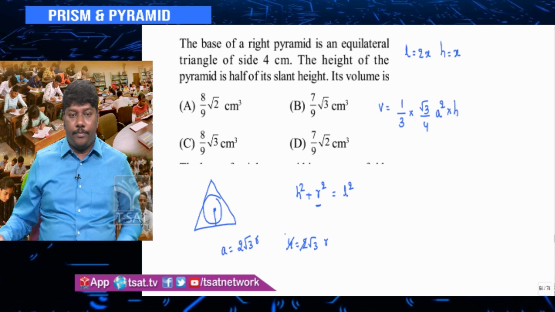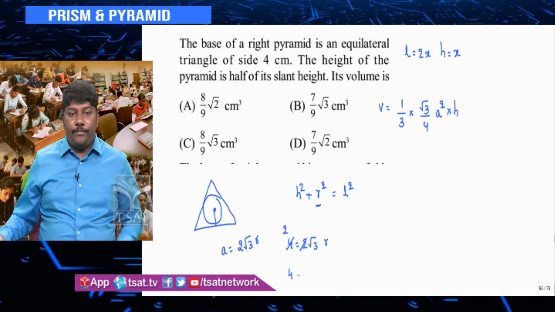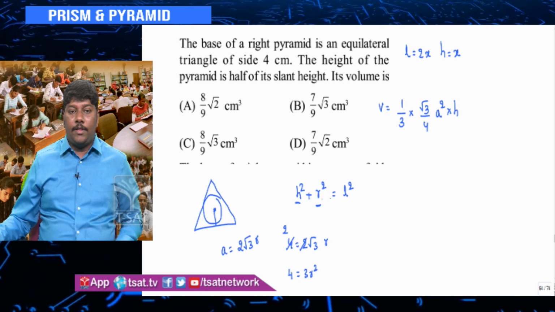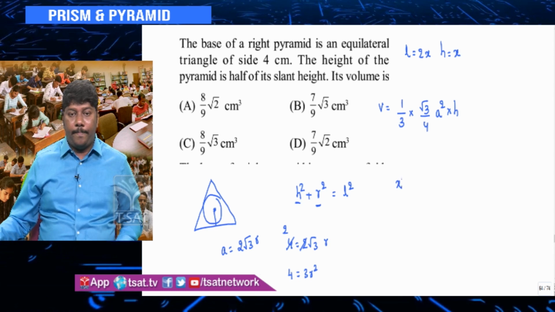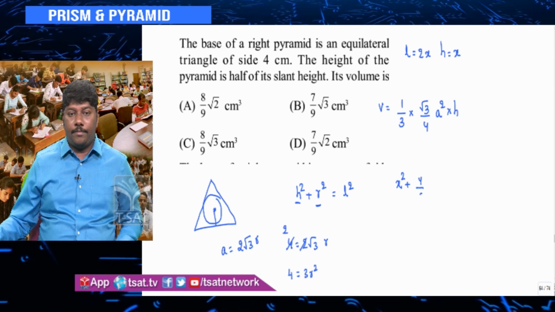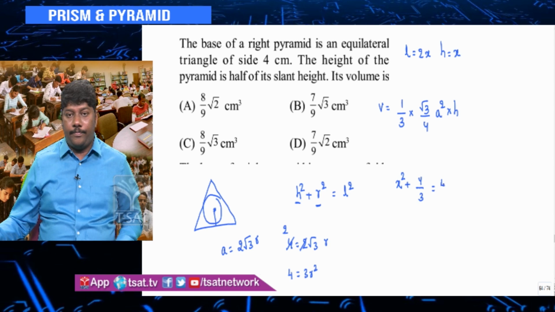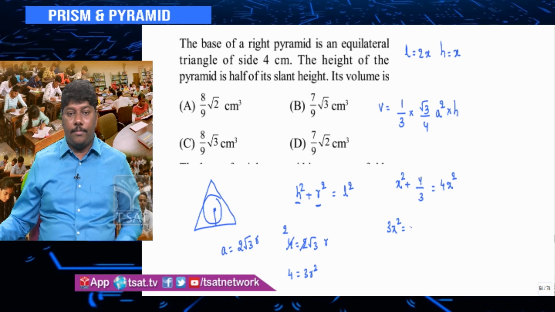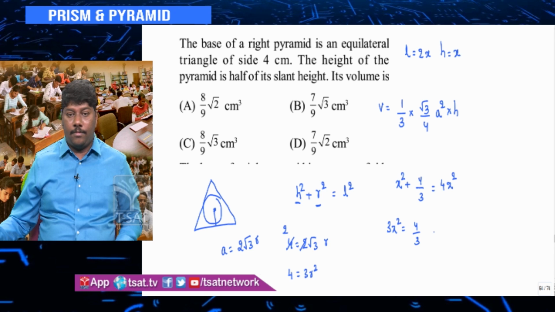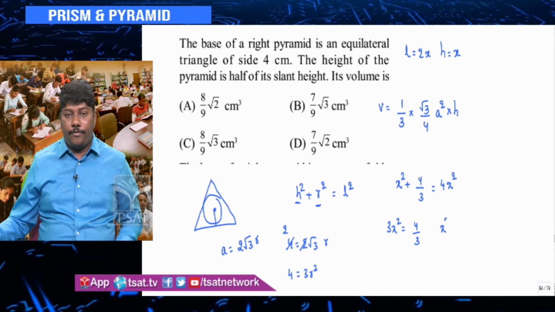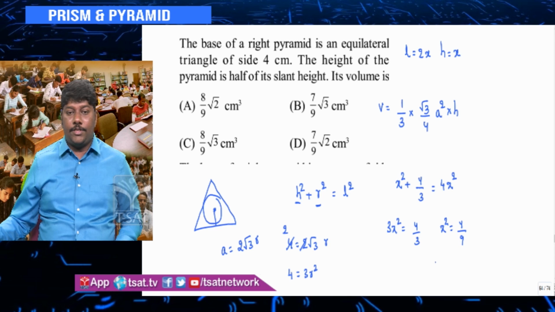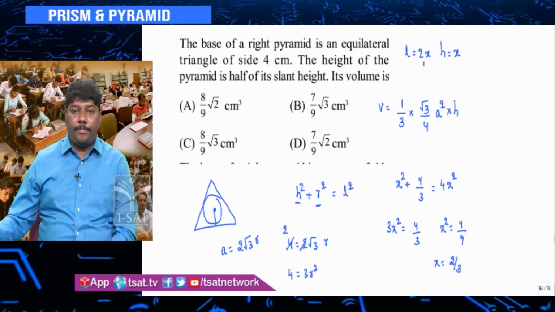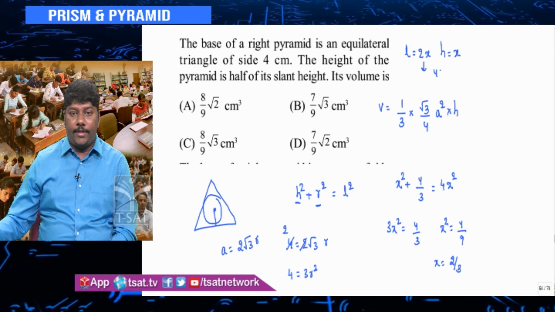Cancel it. Square on both sides: 4 is equal to 3r square. Therefore, r square is equal to 4/3. h square is x square, so x square plus 4/3 is equal to L square, which is 4x square. So 3x square is equal to 4/3, x square is equal to 4/9. Therefore, x is equal to 2/3. What is the slant height? 2/3 into 2, that is 4/3.